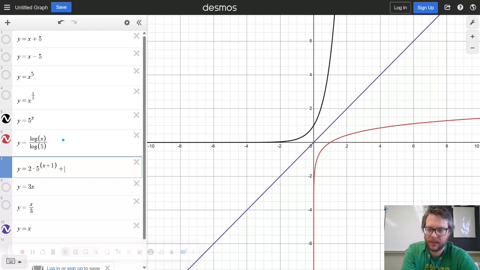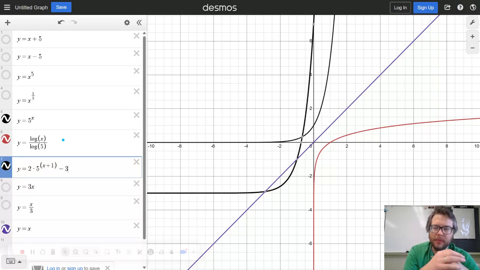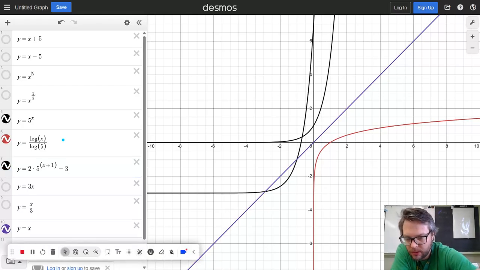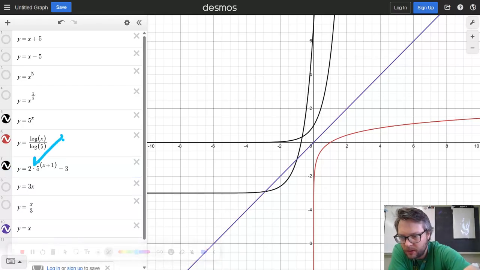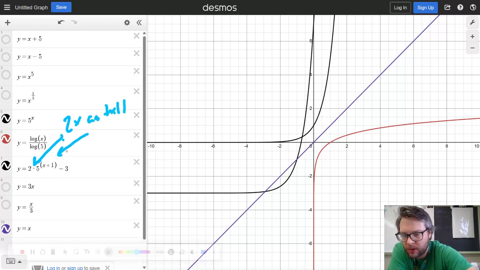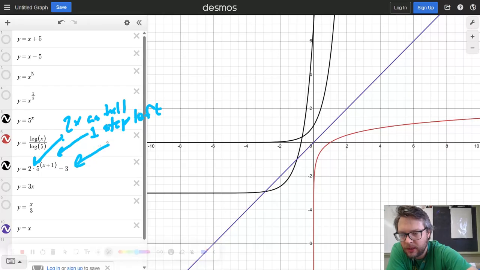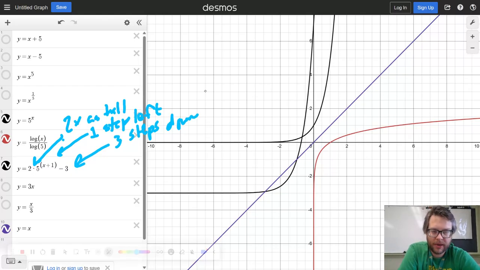And then let's go minus 3. What did each of those do? Times 2 made it twice as tall. It's a vertical stretch of 2. The plus 1 made it one step to the left. And then the minus 3 made it 3 steps down. And you can see that that's what happened with my black graph.